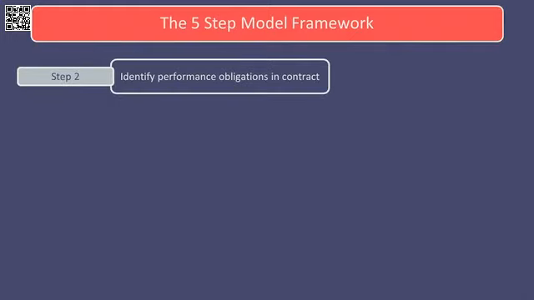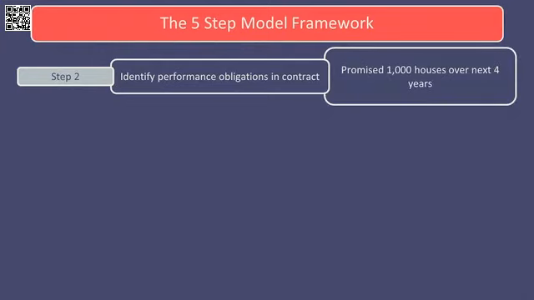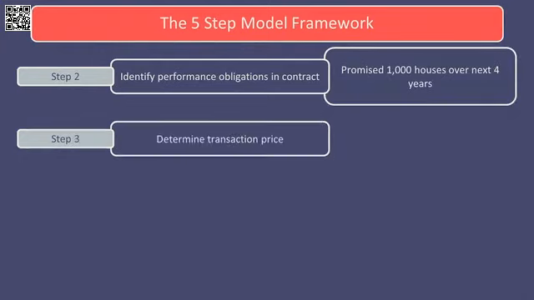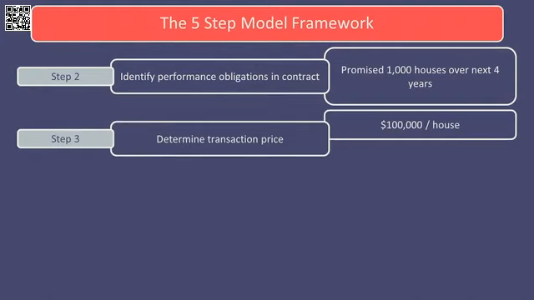In this example, it's pretty clear. The company has promised 1,000 houses over the next 4 years. Step 3 is determine the transaction price. Again, in this question, it's pretty clear what the transaction price is. It's $100,000 per house. The transaction price is also called consideration.